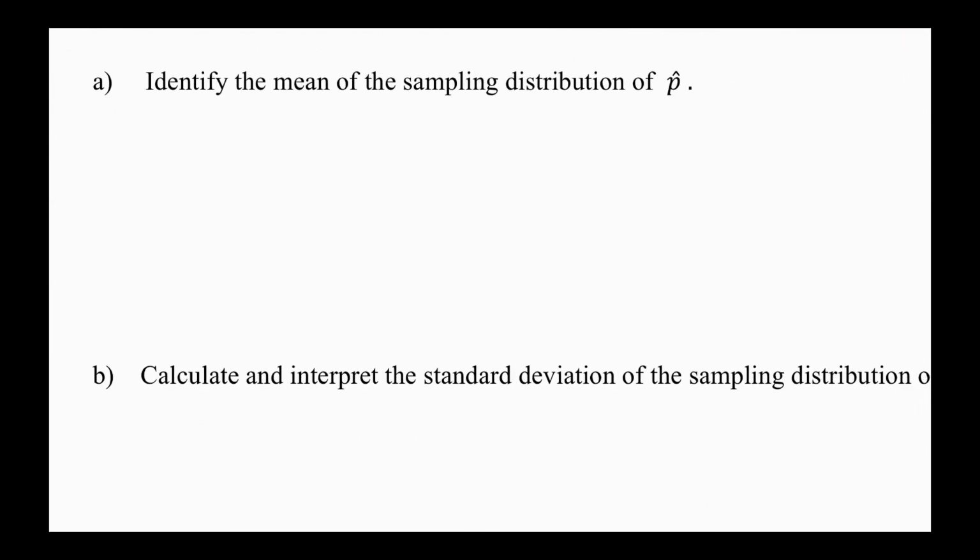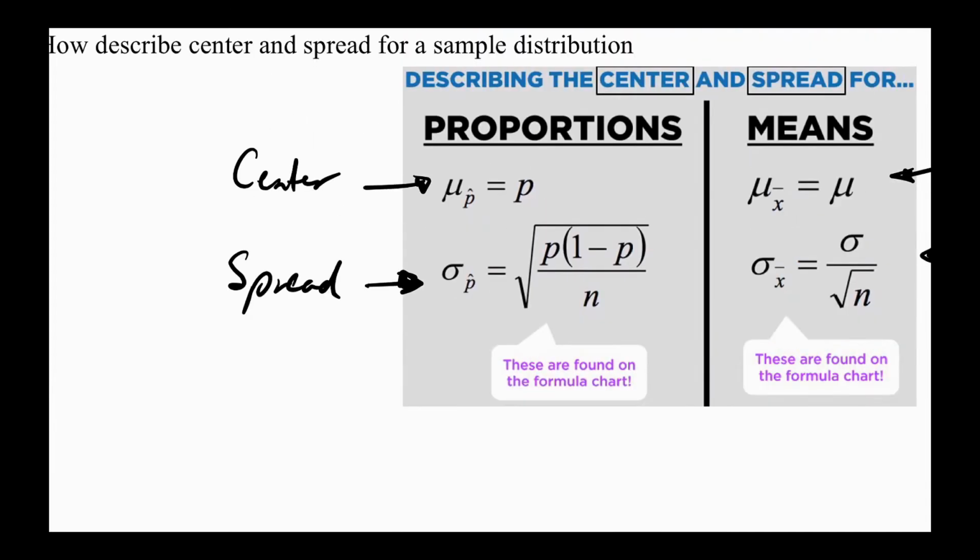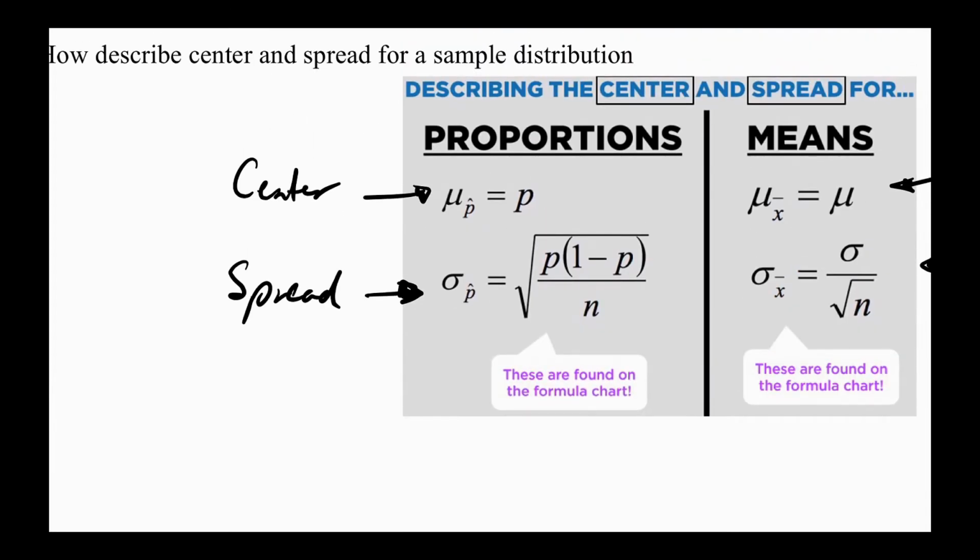Identify the mean of the sampling distribution. So identify the mean is another way of saying find the center. And there's also a p hat right here too, right? Okay, so let's go up. So this is the one we're going to use. Okay, so let's write it down.